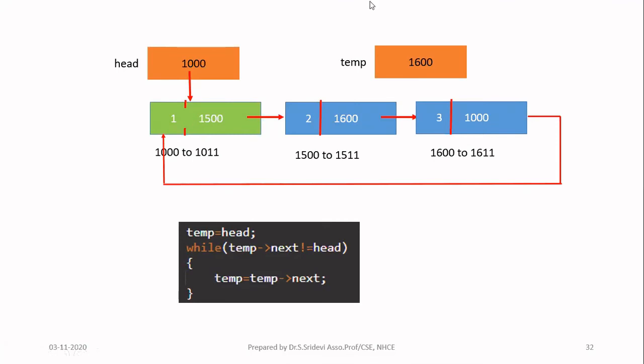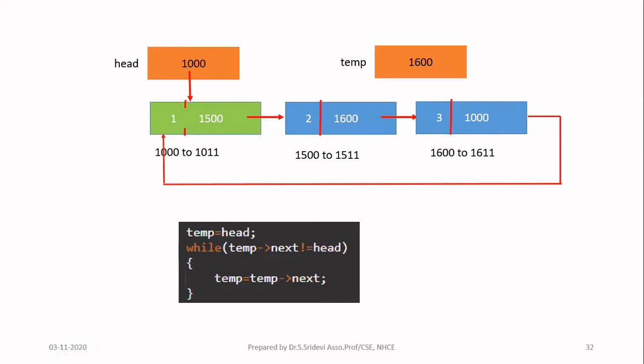Remember, first you have to do 2 changes. One change is make the head point to the second node. And the second change is, the last node is now containing the address of the first node, which you are going to delete. So in the last node, you have to store the address of the second node, not the first node. So these 2 changes you have to do.